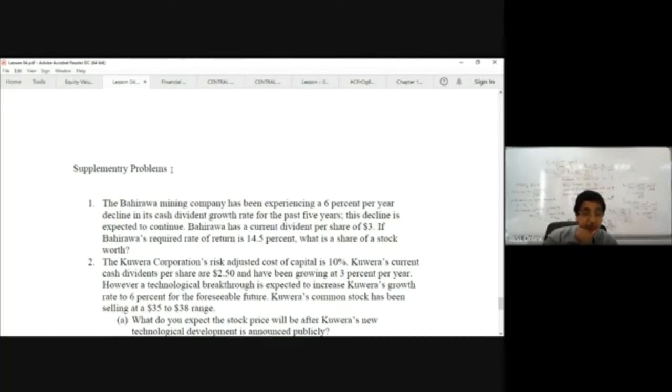The supplementary problems number 1. The Bahirav Mining Company has been experiencing a 6% per year decline in its cash dividend growth rate for the past 5 years. This decline is expected to continue. Bahirav has a current dividend per share of 3. If Bahirav's required rate of return is 14.5%, what is the share of stock worth? You can directly apply the formula.